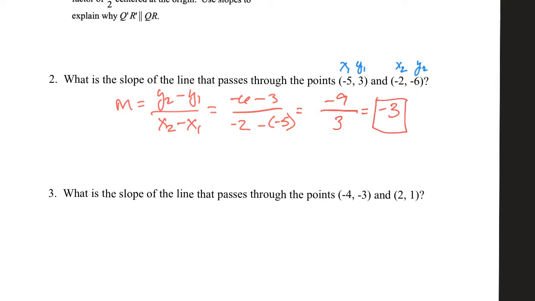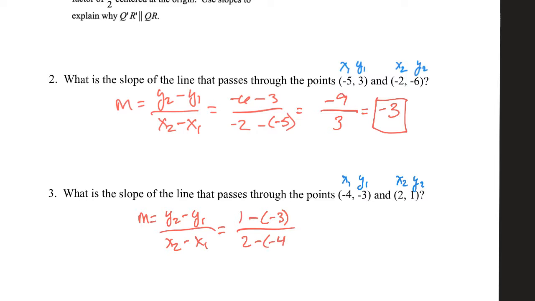Number 3 is asking the same exact question, just 2 different points. So again, I'm going to label these: this is my x1, y1, x2, and y2. I always like to rewrite my formula so that it sticks inside my head better. If you write it down every single time, you have a better chance that you are going to memorize it much faster. So my y2 is 1, I am subtracting a -3, and my x2 is 2, I am subtracting a -4.